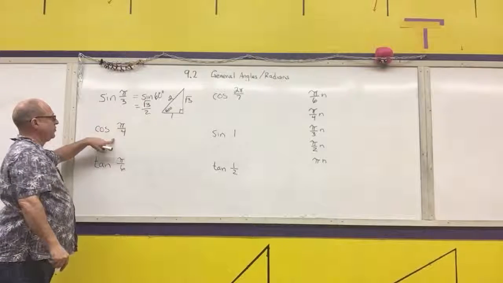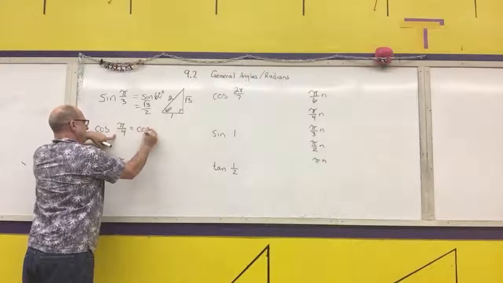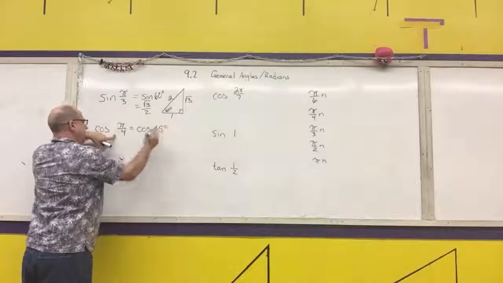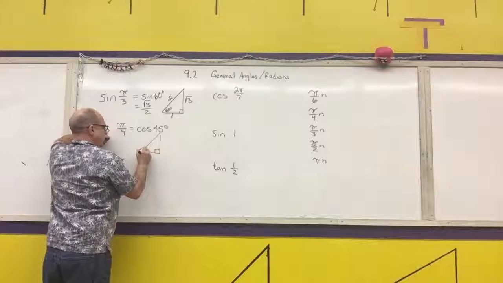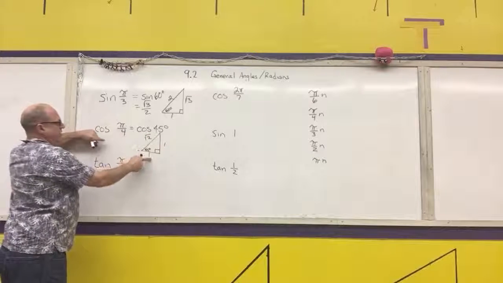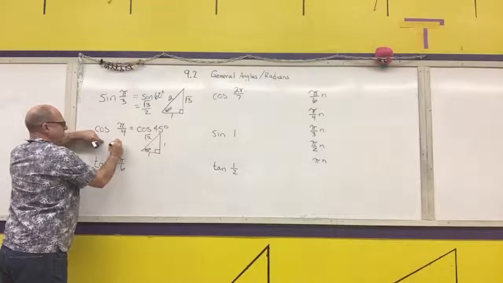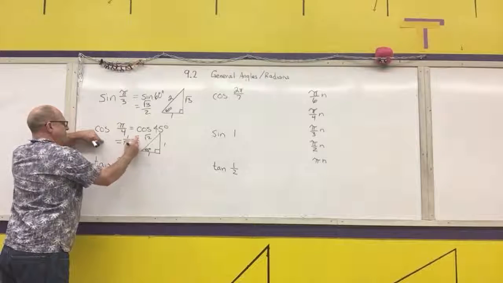Pi fourths we should have memorized to be 45 degrees, and the cosine of 45 degrees is a memorized triangle where the legs are 1 and the hypotenuse is the square root of 2. Cosine is adjacent over hypotenuse, so it would be 1 over root 2, which is the square root of 2 over 2.